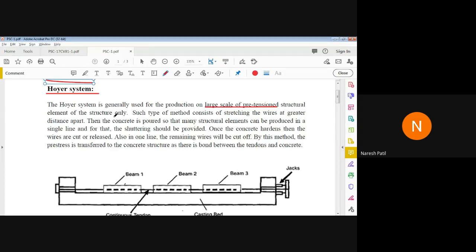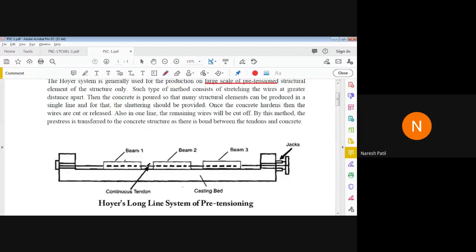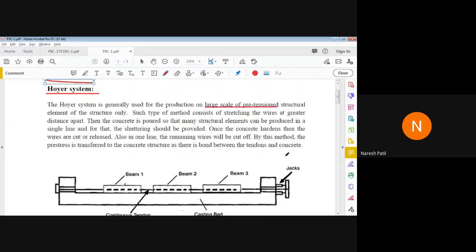Such a method consists of stretching the wires at a greater distance apart. You can see here we have a number of beams, beam number 1, 2, 3. Not a single element will be cast; a number of elements will be cast on site. That's why the span of the stretching of the cable will be more. The distance between both ends, this end and this end, will be very high, and in between them a number of elements will be cast. That time the Hoyer system will be used.